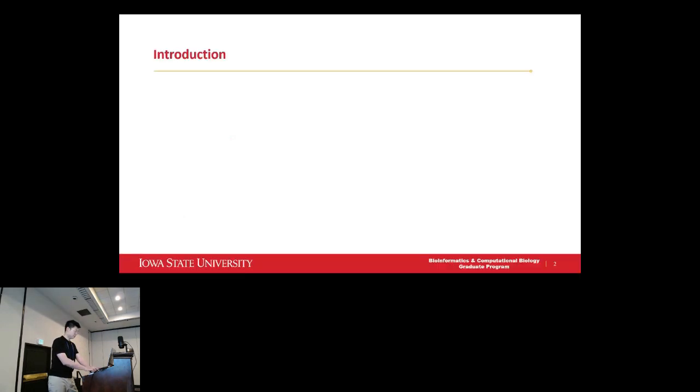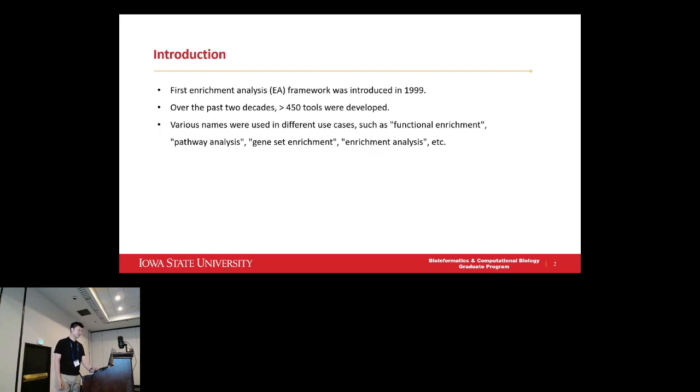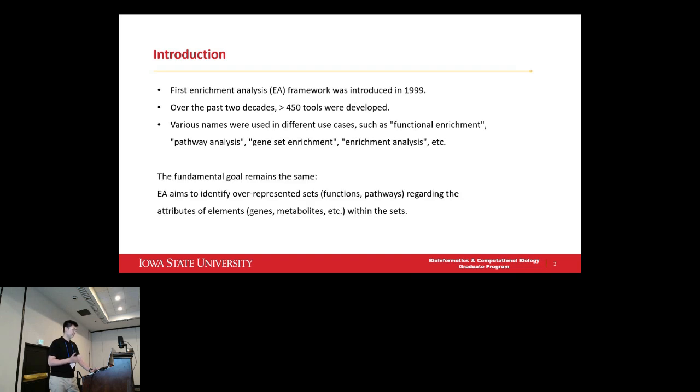Starting from the introduction, the first enrichment analysis framework was introduced in 1999, and over the past 2 decades, hundreds of methods and tools were developed. Different names were used for different use cases, such as functional enrichment, pathway analysis, enrichment analysis, etc. But the fundamental goal remains the same, regardless of what they are called. They try to identify the over-represented sets, like function or pathway, regarding the attributes of the elements within those sets. The elements can be genes, metabolites, SNPs, etc.